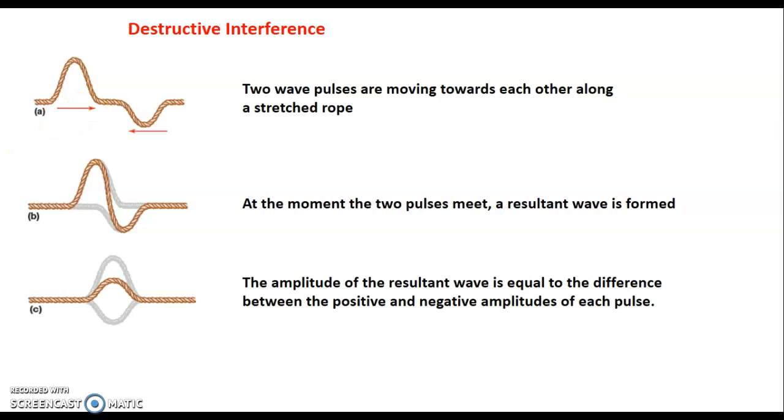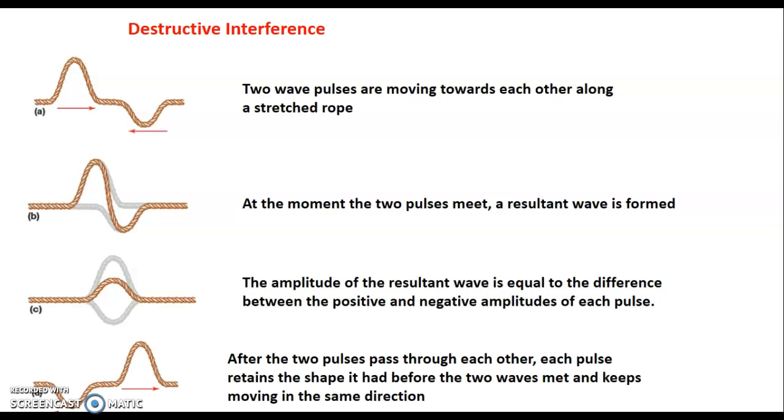The amplitude when the crest and the trough meet at the same position, as you can see, so this is the crest of one of the incident waves or pulses, and this is the trough of the other one. When they meet at the same position, they result in a pulse of lower amplitude than the greater one, because the amplitude is the resultant of the difference between the positive and the negative amplitudes of each pulse.